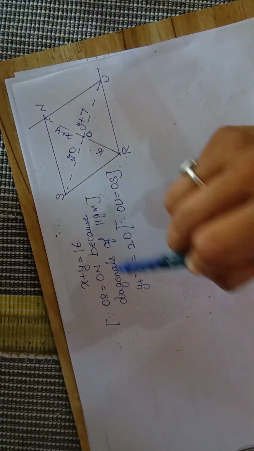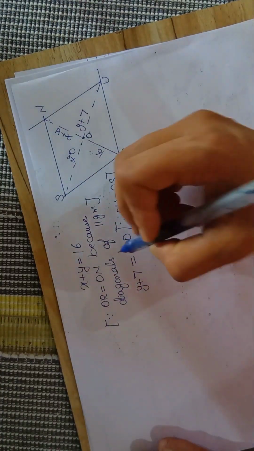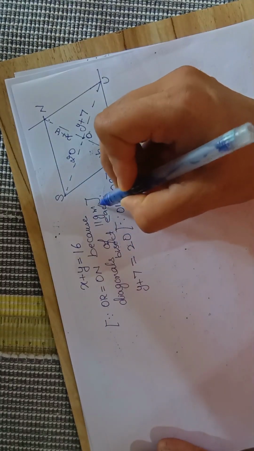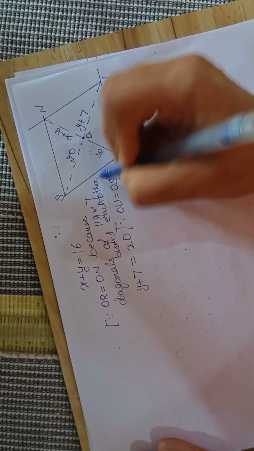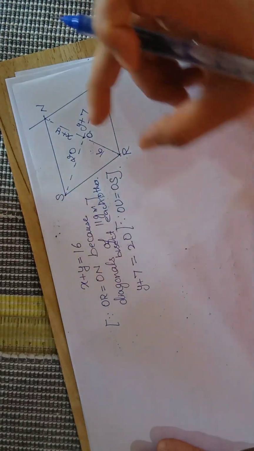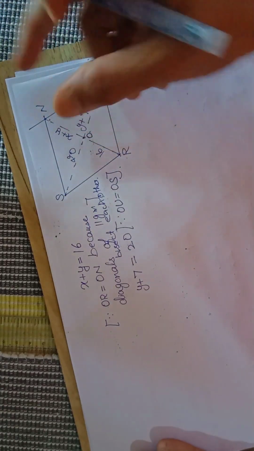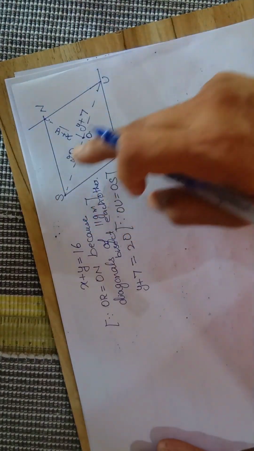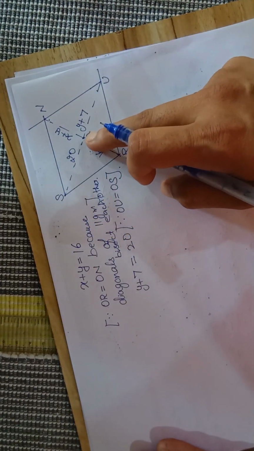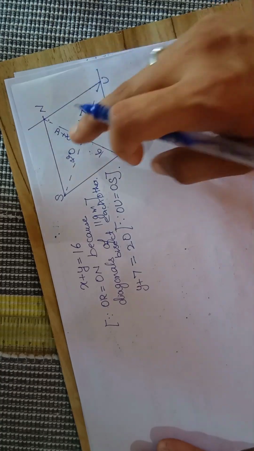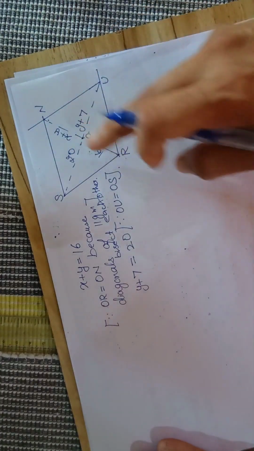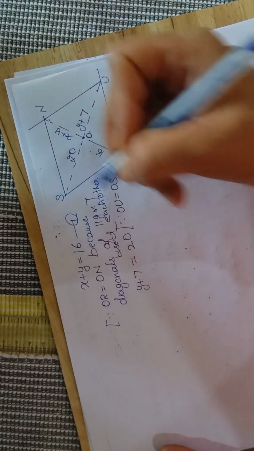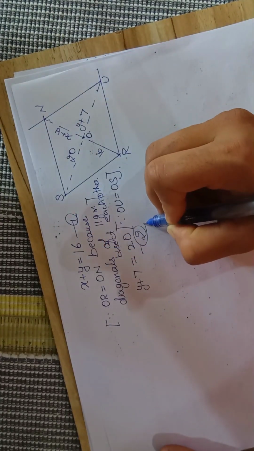The reason: diagonals of a parallelogram bisect each other. What do they do? They bisect each other into two equal parts. Meaning SU is bisecting RN into equal parts. One is SO, another one is OU, another one is ON, and another is OR. So both are equal. So this is my equation number 1 and this is my equation number 2.